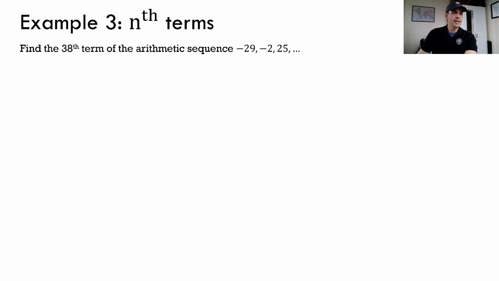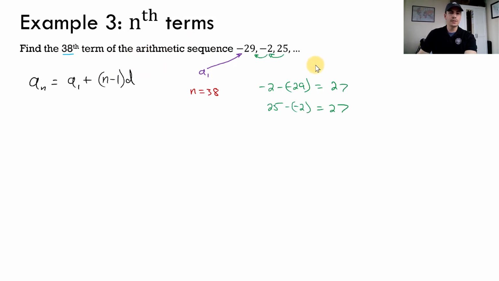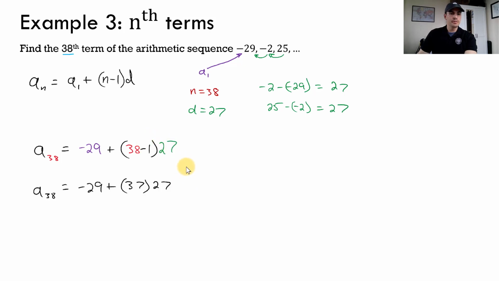All right, our third example, finding the nth term. Let's find the 38th term of the arithmetic sequence negative 29, negative 2, 25. So we're going to use our formula here. We know that a1 is negative 29. We know that n is going to be 38 because it's asking us for the 38th term. Now we just need to find our d, our common difference, which we would find to be 27. So d is 27. We would just plug all these values in, right? A sub 38 is equal to negative 29 plus 38 minus 1, all quantity times 27. So once we start simplifying this, a sub 38 would be 970.